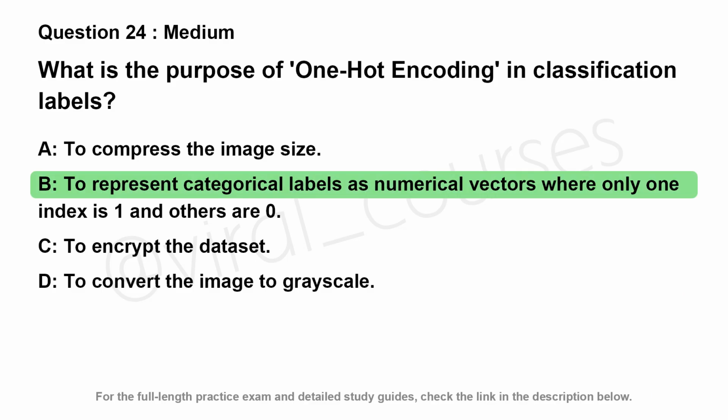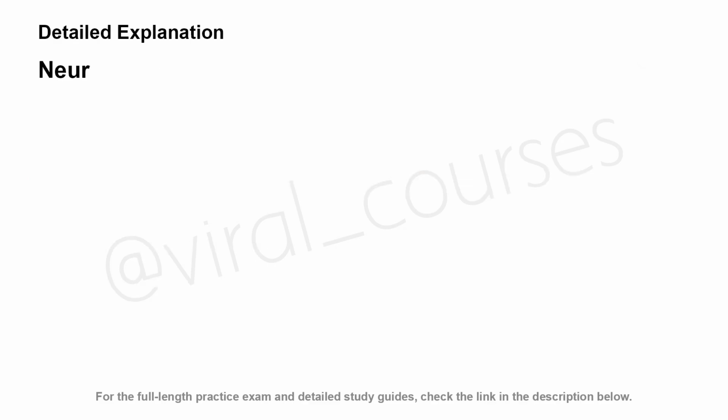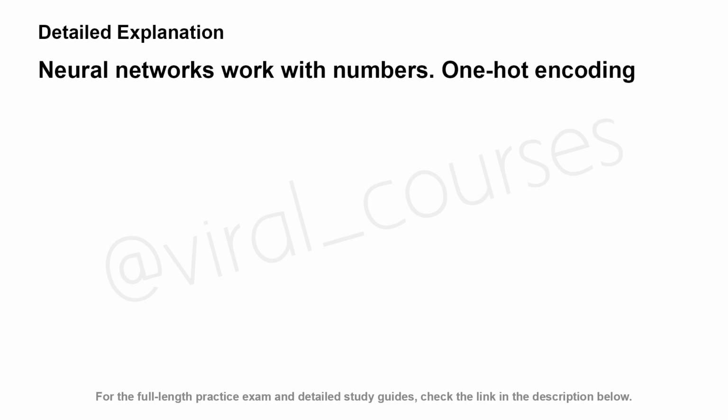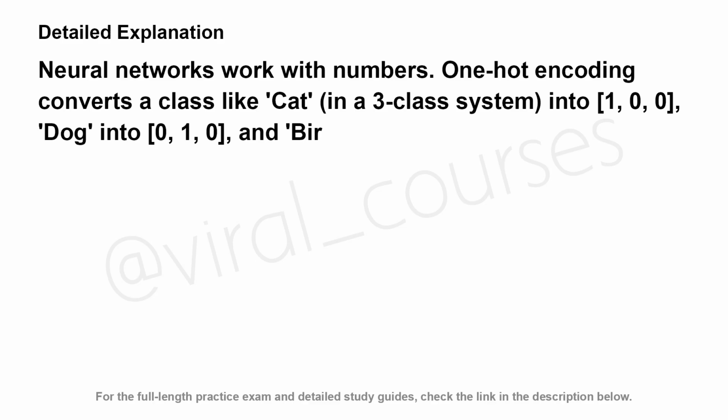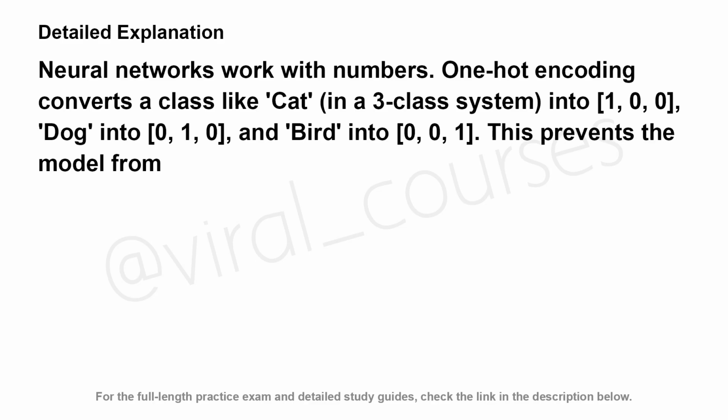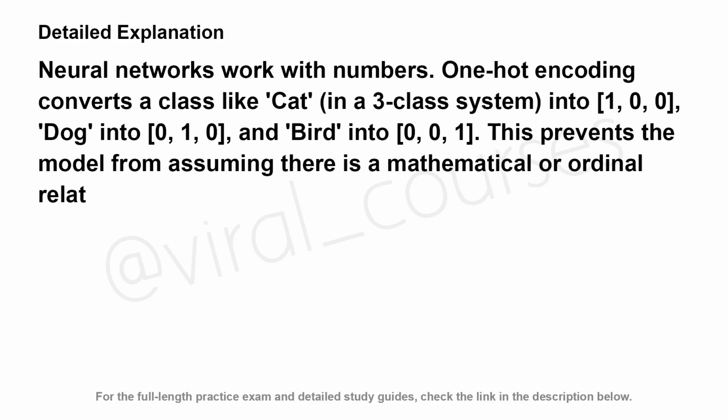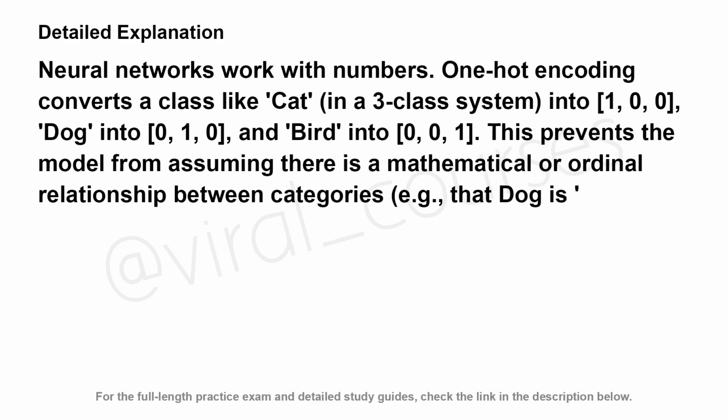The correct answer is B. Neural networks work with numbers. One-hot encoding converts a class like cat in a 3-class system into 1, 0, 0, dog into 0, 1, 0, and bird into 0, 0, 1. This prevents the model from assuming there is a mathematical or ordinal relationship between categories, e.g., that dog is greater than cat.